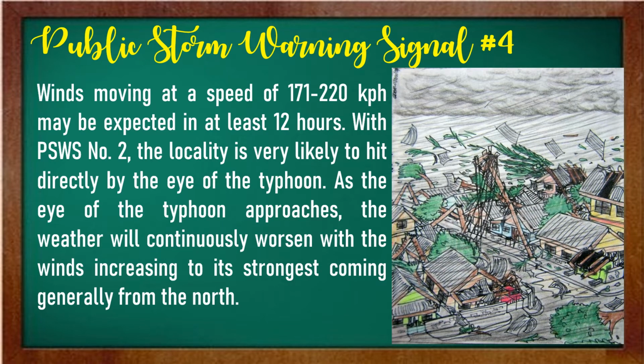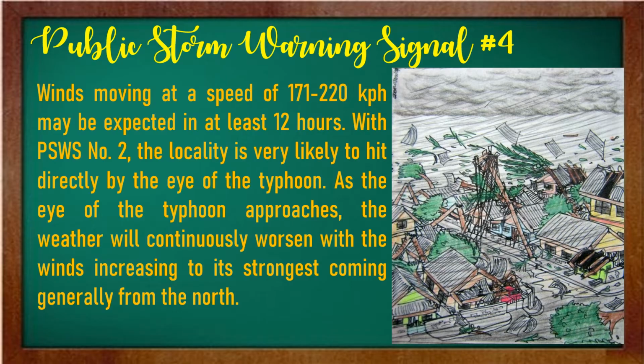Public storm warning signal number 4. Winds moving at a speed of 171 to 220 kilometers per hour may be expected in at least 12 hours. With this signal, the locality is very likely to be hit directly by the eye of the typhoon. As the eye of the typhoon approaches, the weather will continuously worsen, with the winds increasing to their strongest, coming generally from the north.